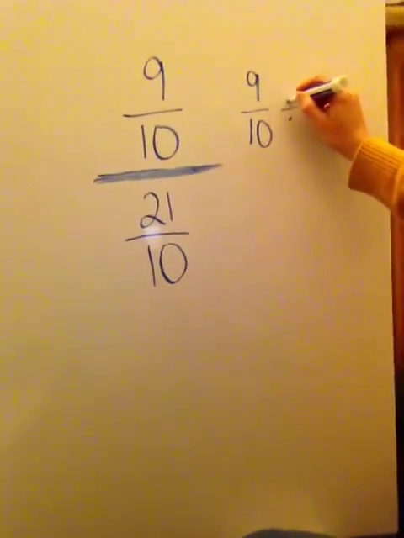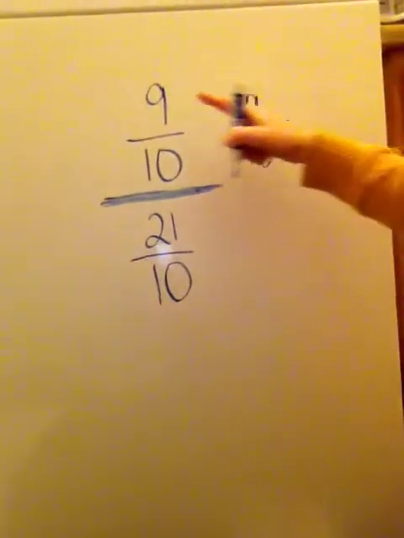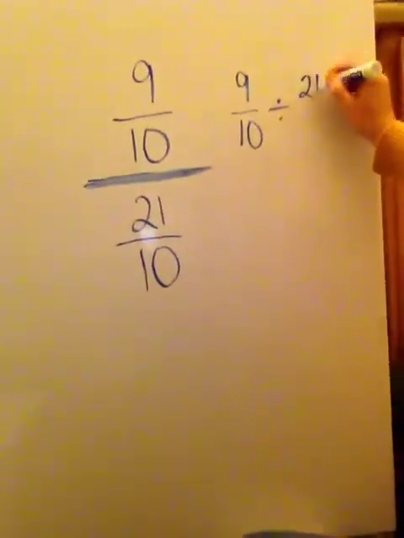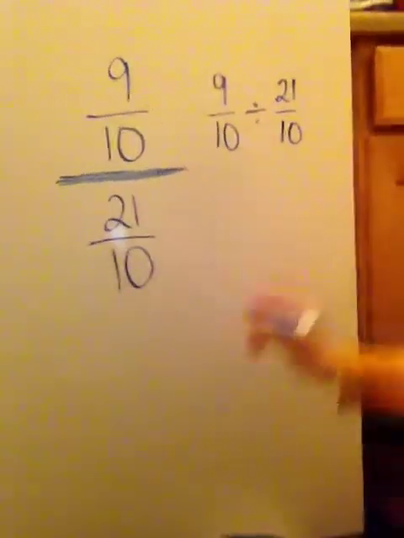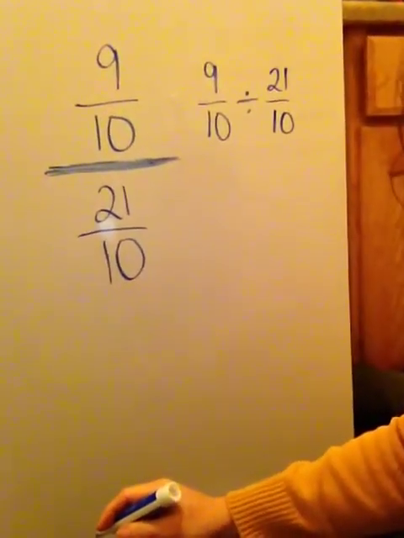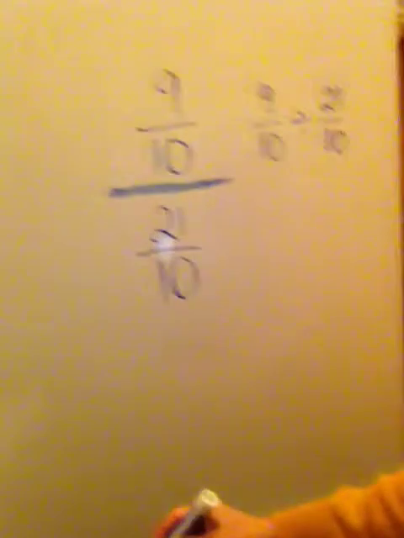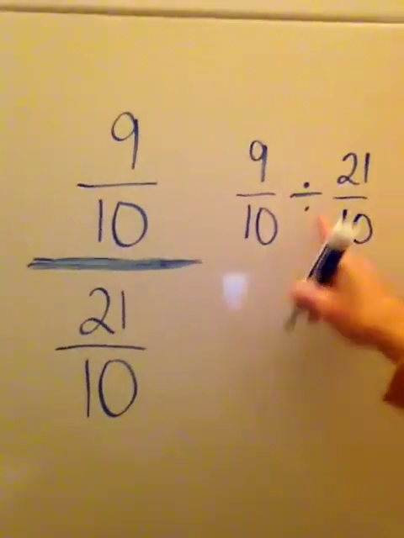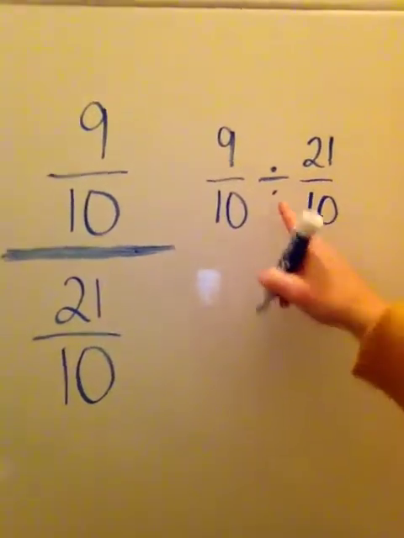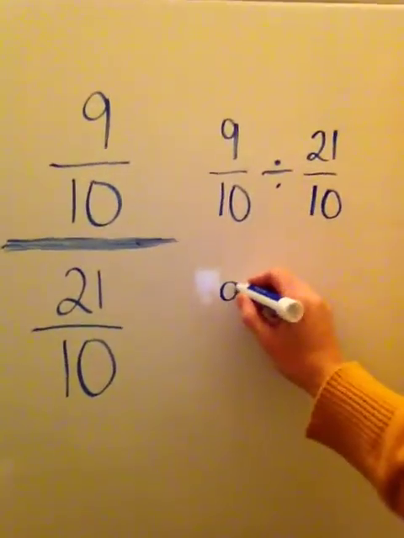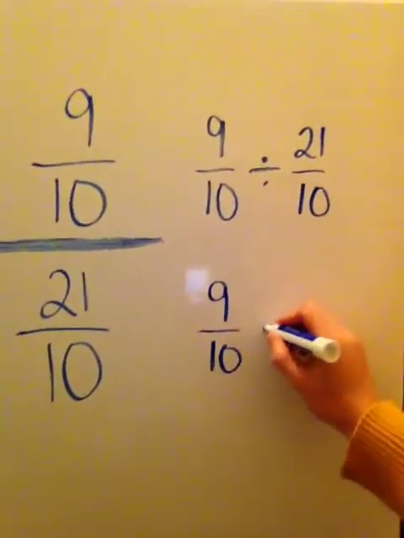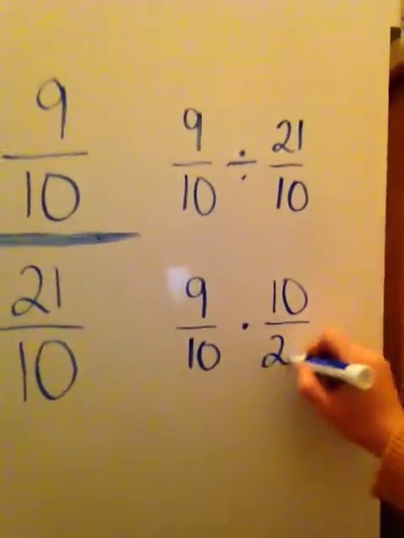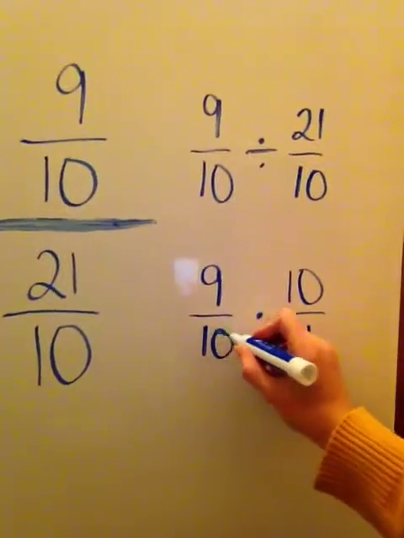So if you wanted, you could rewrite it, which is what I would suggest. You write it horizontally instead of vertically. So I've got 9/10 divided by 21/10. And then I approach it just like we did the other one. So I say, oh, I don't like 9/10 divided by 21/10. I want to multiply, so I change it to 9/10 multiplied by the reciprocal. So 10/21. Okay.